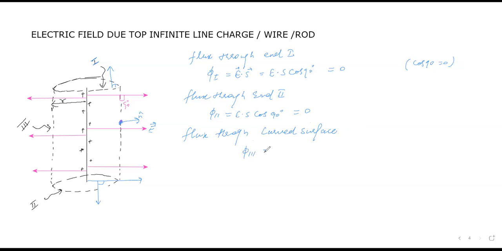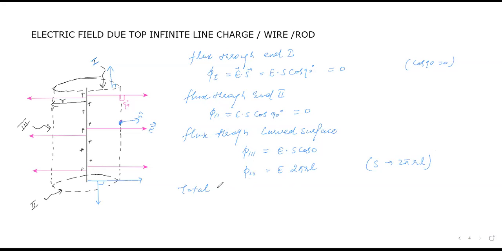Phi 3 is equal to E dot S cos of 0. What is the value of E here? E can be written as E, as it is. And the curved surface area is 2 pi R L. Remember here, your S is 2 pi R L for a cylindrical surface especially. This is your phi 3.